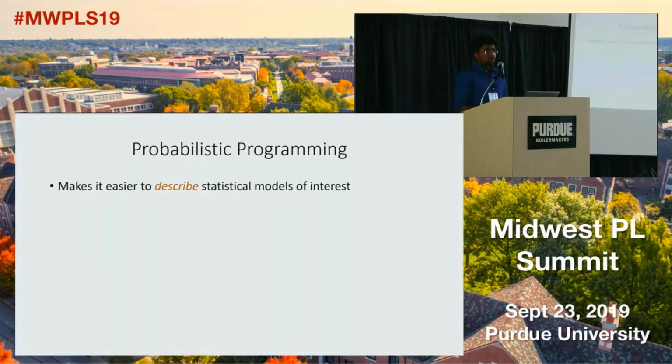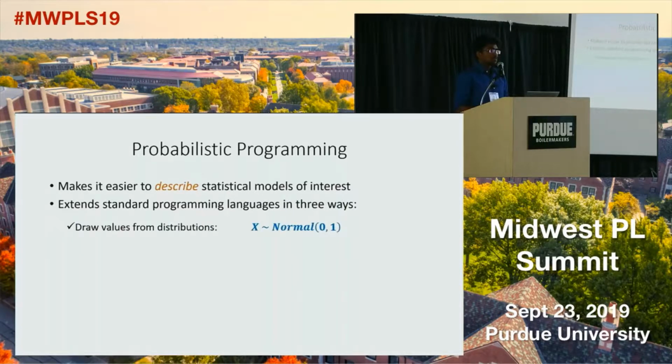Probabilistic programming has been gaining a lot of popularity in the last decade. Probabilistic programming makes it easier to describe statistical models of interest. They differ from standard programming languages in three ways. First, it allows us to draw random values from distributions. For instance, for a variable x, we can draw samples from a normal distribution with a mean of 0 and variance of 1. You can also condition on observed events. For instance, you can observe that x is more than 0.